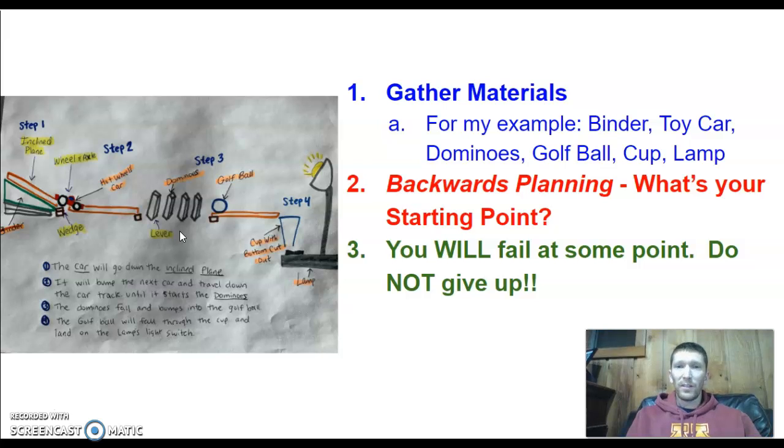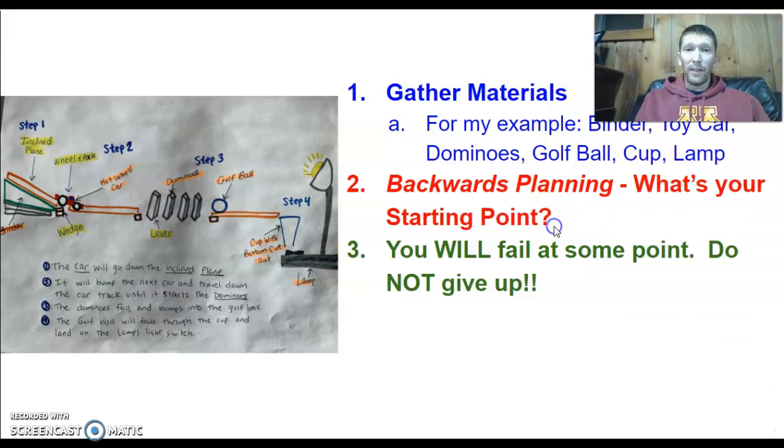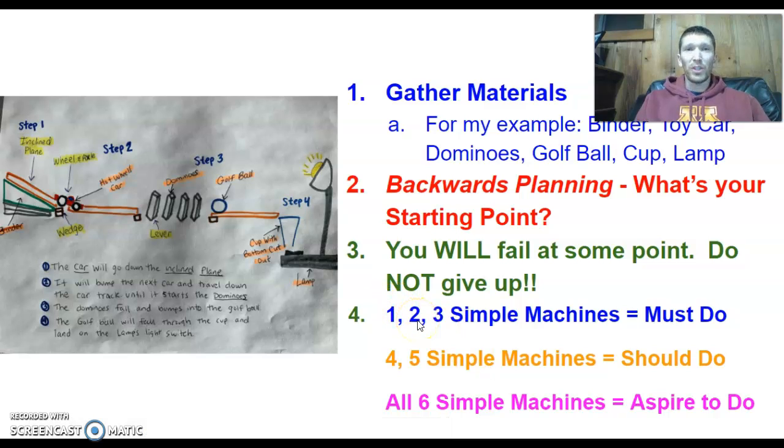And then the last thing I just want to remind you is that with your project you should have hopefully all 6 simple machines in there. If you can get all 6 simple machines to work from start to finish, that's the aspire to do. If you have 4 to 5, that would be a should do. And 1, 2, or 3 simple machines working from start to finish is a must do.